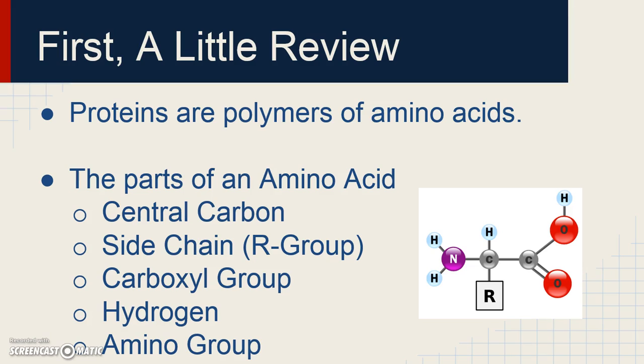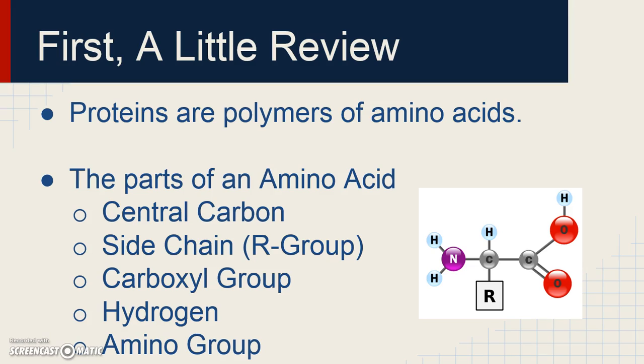There's a central carbon in the middle. To the right, there's carbon and oxygen bonded. That's our carboxyl group. To the left, there's a nitrogen with hydrogen attached, and that is our amino group. There are several other hydrogens around the amino acid as well.